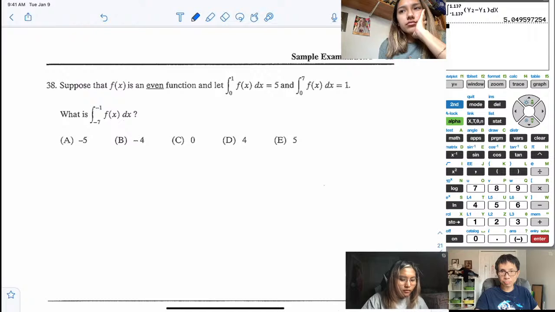Do you guys know what an even function means? I think we talked about this. What does even function mean to you? Isn't it like absolute value, like negative is positive too? Okay, so absolute value is an even function, but even function does not mean absolute value.